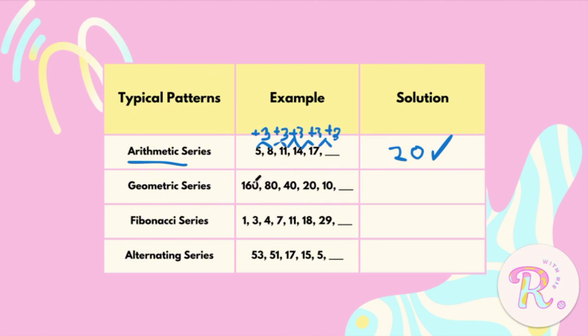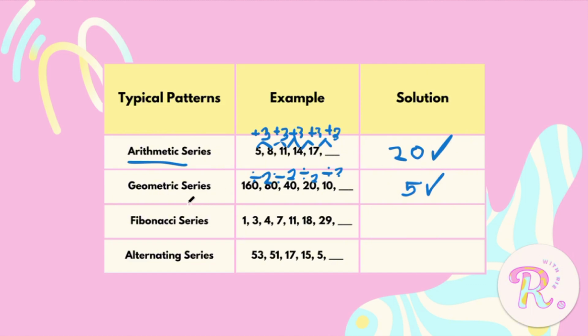160 to 80, that means just what? Divided by 2, right? 80 to 40, that's also divided by 2. 40 to 20, that's divided by 2. 20 to 10, divided by 2. So 10 divided by 2 is most likely our answer, and that would leave us with 5. That's the correct answer, right?